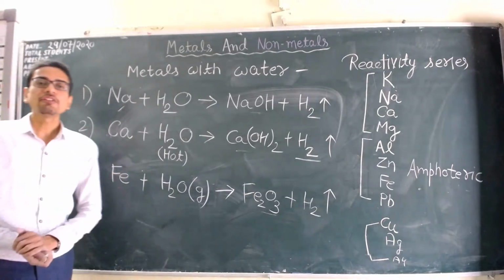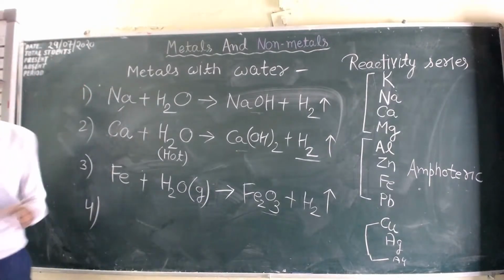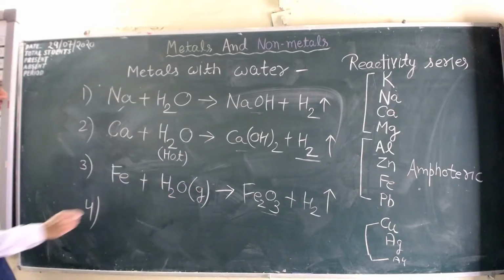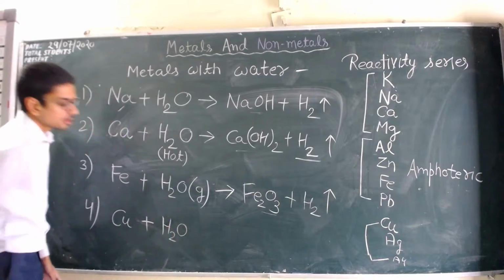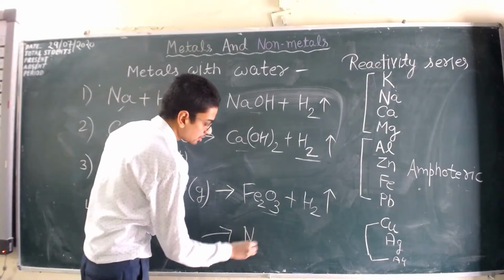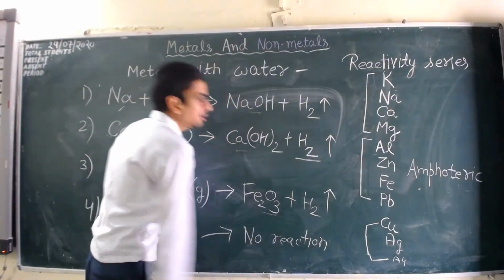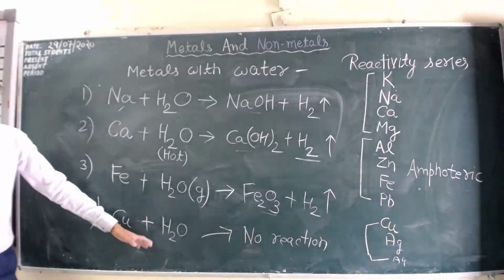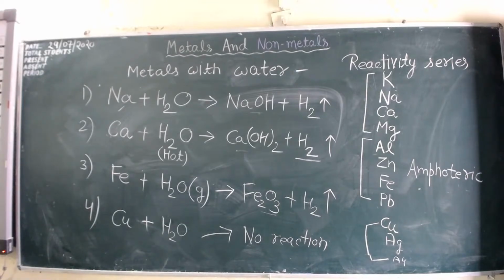The least reactive metal. Can you name any least reactive metal? जो सबसे कम reactive होती है. Copper. Okay, copper is very less reactive. Reaction of copper with water. Can copper react with water? No. No reaction. Because copper is not that reactive that it can react with water. Copper is very less reactive. Okay. So these all four reactions you can write down. If any doubt, you can ask.